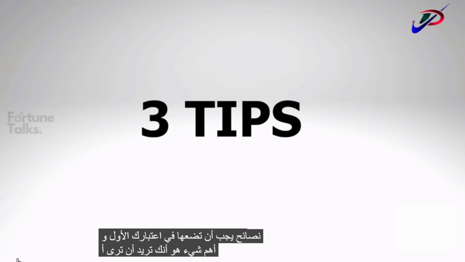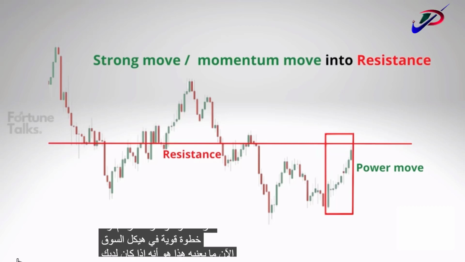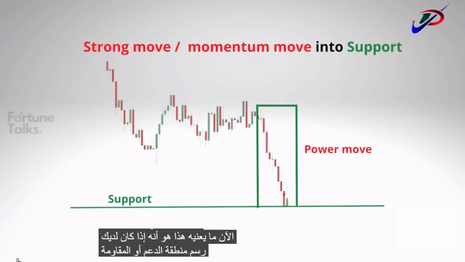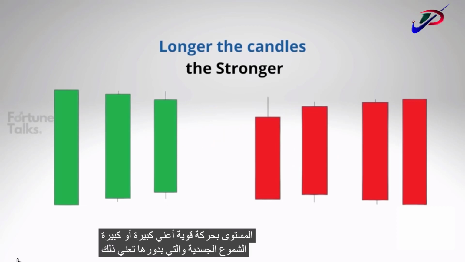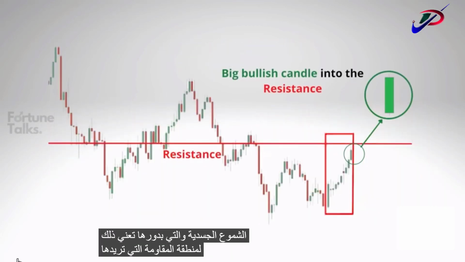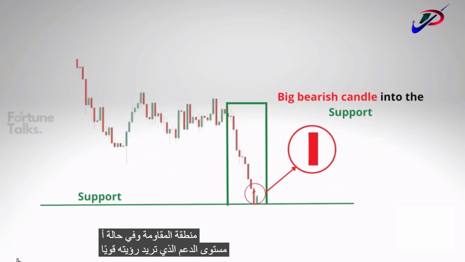The first and foremost thing is that you want to see a power move or a momentum move or a strong move into the market structure. Now what this means is that if you have drawn an area of support or resistance, you want to see a strong move into the level. By strong move, I mean big or large bodied candles, which in turn means that for an area of resistance, you want to see a strong bullish candle coming into the area of resistance. And in case of a support level, you want to see a strong bearish candle coming into the support. Now this is what I mean by a power move or a momentum move.